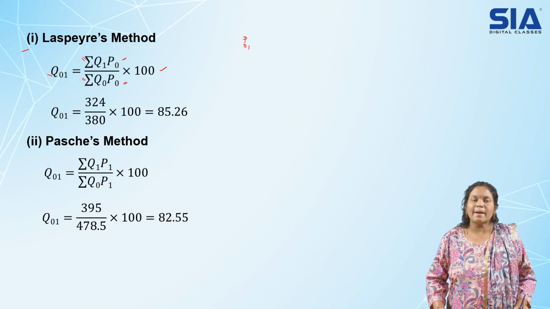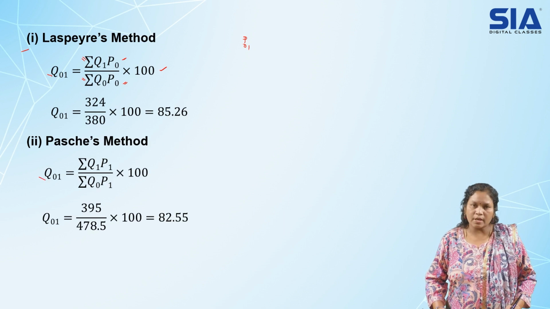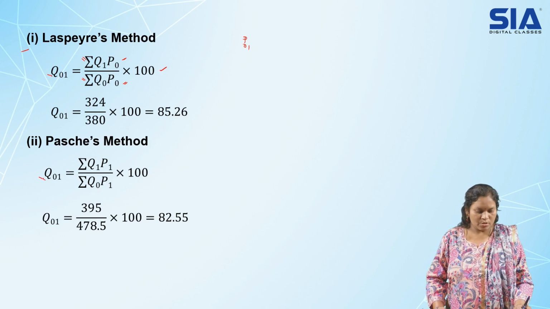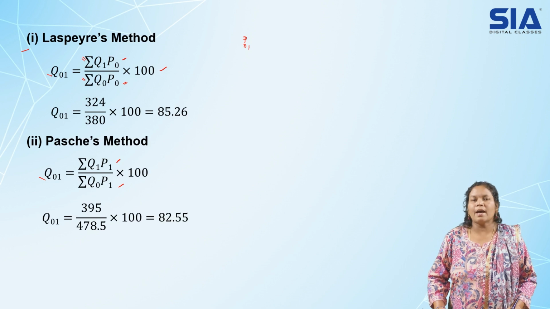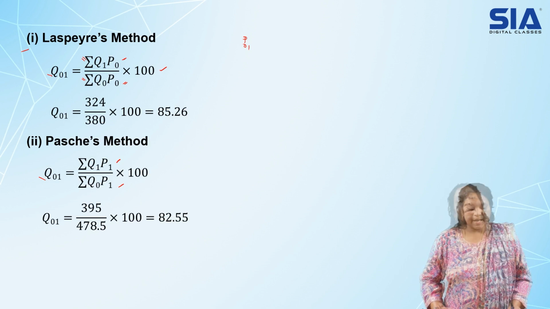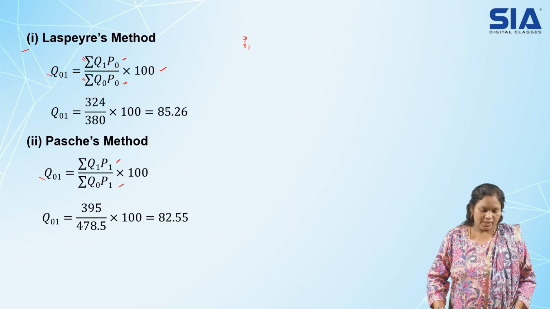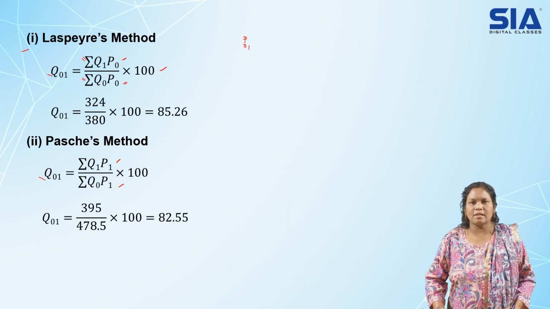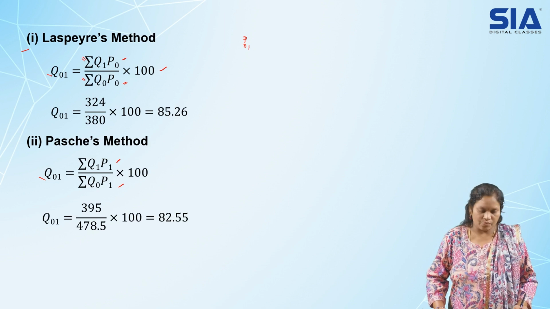Now let us check past year's formula. Past year's again is Q01. So Q01 is equal to the formula summation Q1 P1 by summation Q0 P1. The same average of quantities we are considering, and for past year's method it is multiplied by the current year prices. So the formula is the same as last year's, simply replace P0 with P1. That becomes your past year's formula.